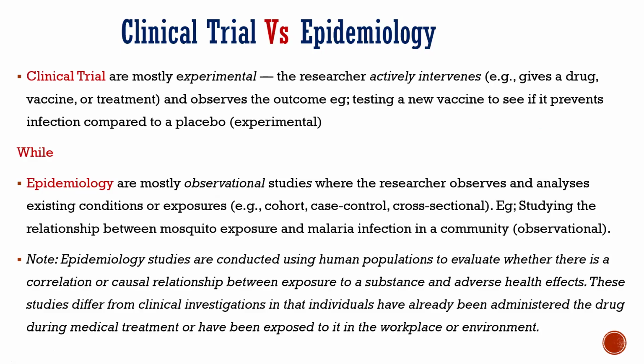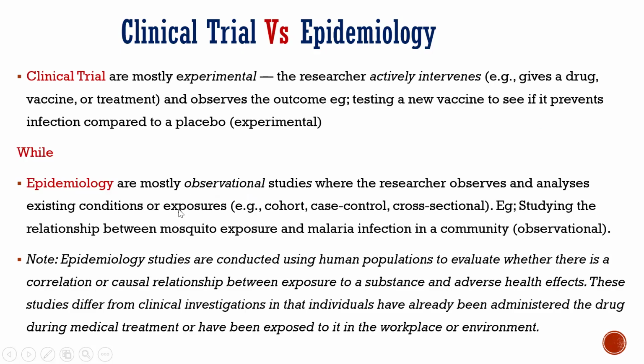Then you observe the outcome. Okay, for example, testing a new vaccine to see if it prevents infection compared to a placebo is an experimental research or study, which is a clinical trial. But when it comes to epidemiology, they are mostly observational studies where the researcher merely observes and analyzes existing conditions or exposures.